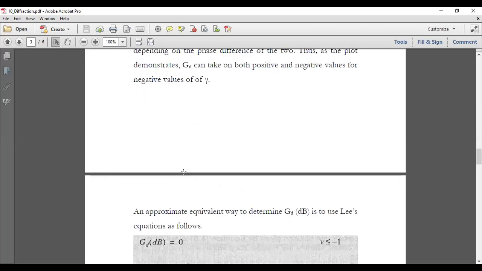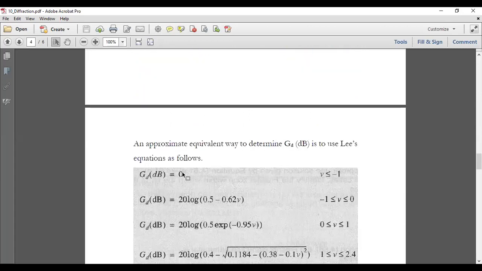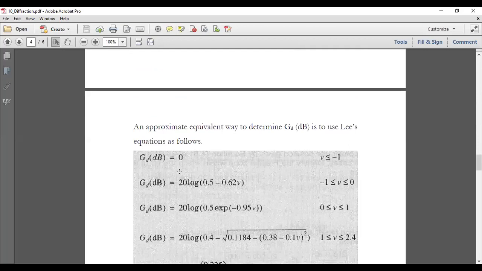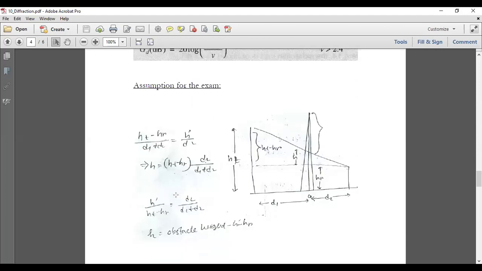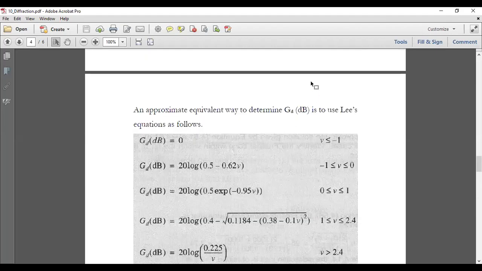And we also discussed that there's a set of approximate relationships between the Fresnel-Kirchhoff diffraction parameter and G. One last thing here, that when you calculate H, which is a parameter, do you hear me, guys?